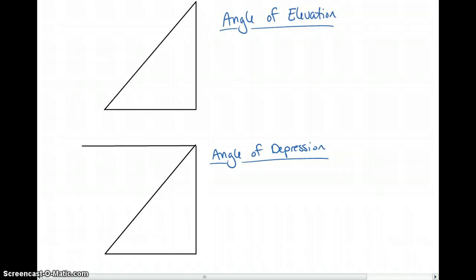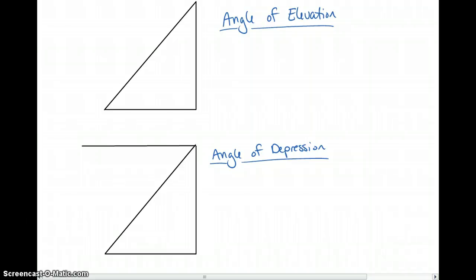The important thing to remember is I need to identify what words are going to help me draw my triangle, and what words hint that this measurement should go here and that measurement should go there. So the first phrase we're going to look at is angle of elevation.